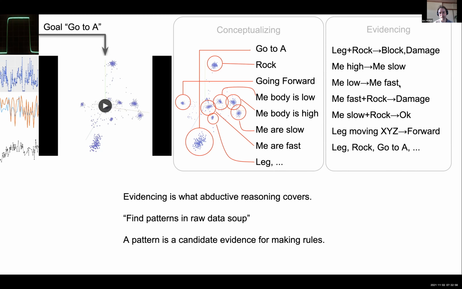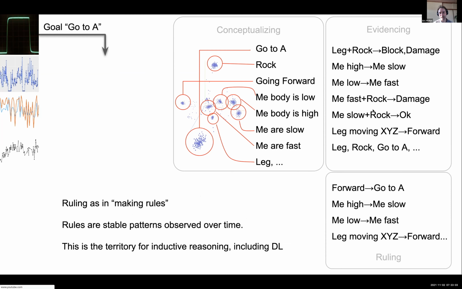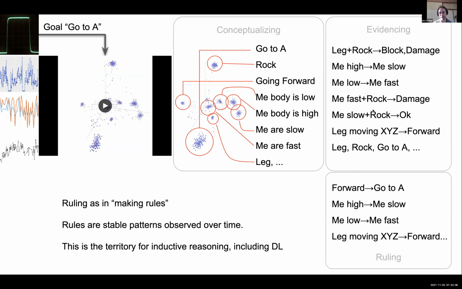And so from all these evidences, it's about what I'm calling here ruling. Out of the soup of evidences, it is to put them together and to find things that map to each other. For example, if several of these candidate rules, candidate evidence show that if you're low, you're going faster, and show that over and over, step by step, there is this reinforcement.